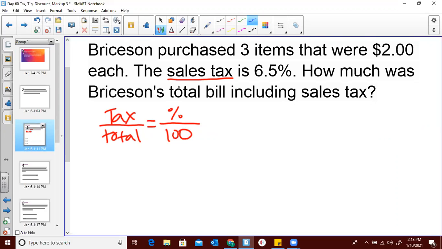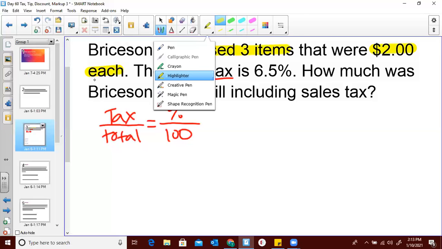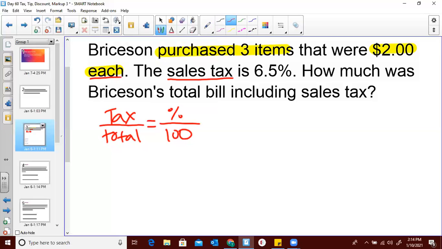But in this case, I really want to look at this problem. I really want you guys to read. So Bryson purchased 3 items that were $2 each. All right, each. Now we know from previous lessons, each, per, words like that usually mean that we're going to need to multiply. So if Bryson bought 3 items, and they were $2 each, we're going to have to do a little bit of multiplication off to the side. And we know that 3 items times $2 each is going to be $6. So the total that Bryson spent is going to be $6.